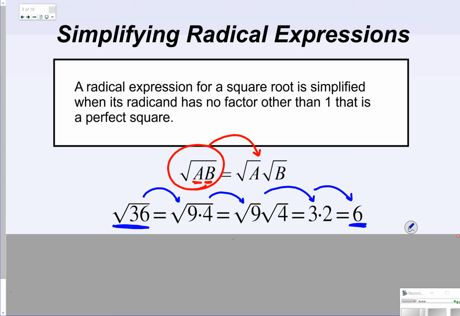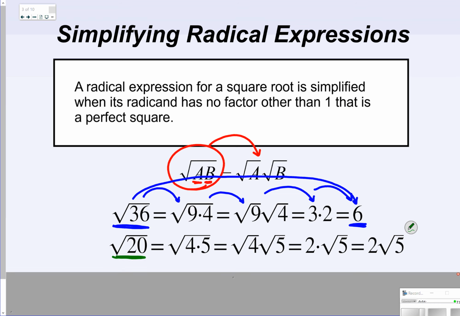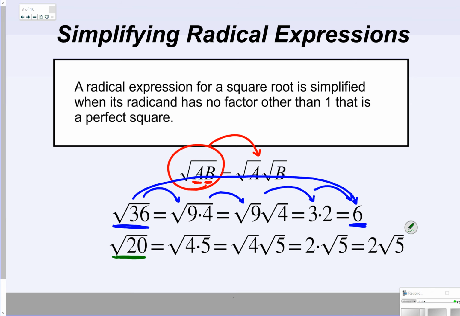Now, because we know the square root of 36, we're able to go straight to this final step. But if we don't know what the square root of a number is, and it has a perfect square factor, we might need to do these steps. So let's look at the square root of 20. For the square root of 20, we don't know what the square root of 20 is, but it can be simplified further. That's because the square root of 20 is the same thing as the square root of 4 times the square root of 5.